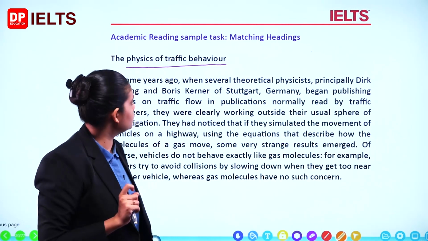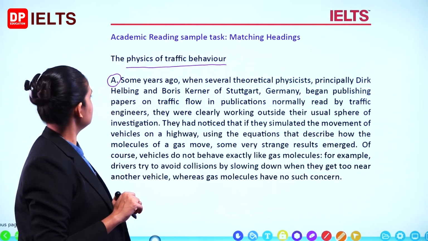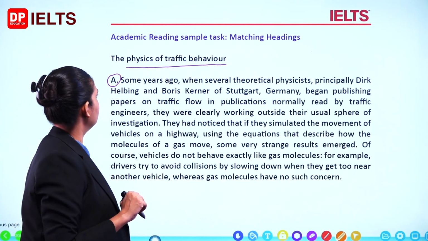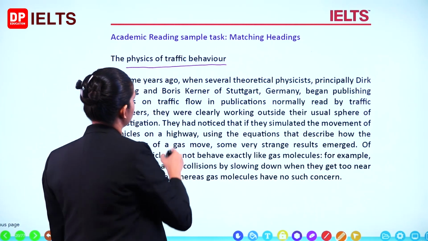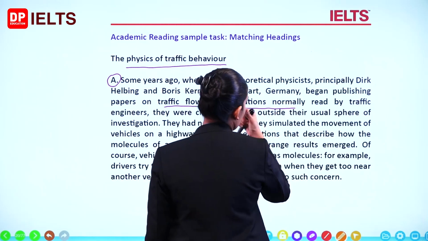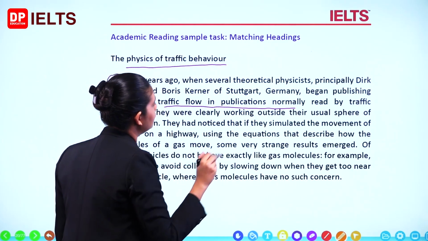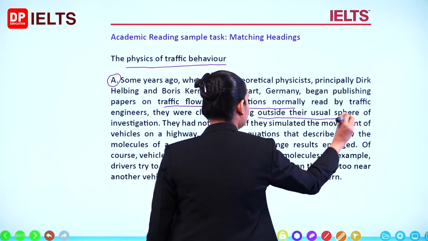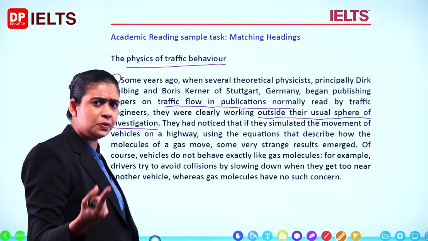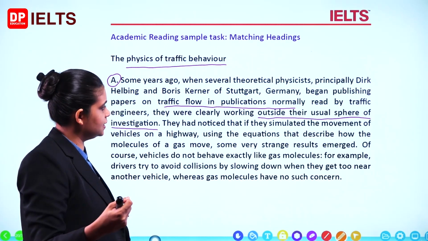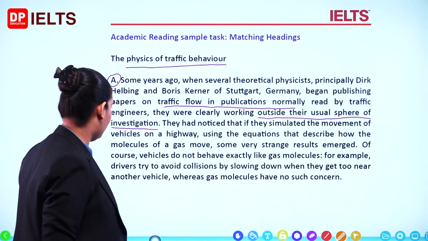So, some years ago, when several theoretical physicists, principally Dirk Helbing and Boris Kerner, began publishing papers on traffic flow in publications normally read by traffic engineers, they were clearly working outside their usual sphere of investigation. So what were they doing? Though they were physicists, they were working outside their normal scope of work, right?